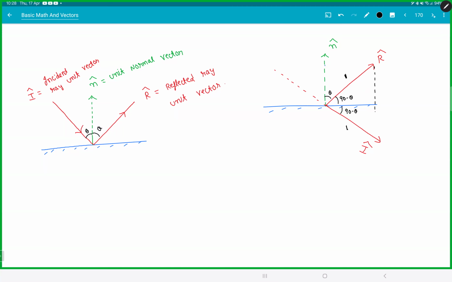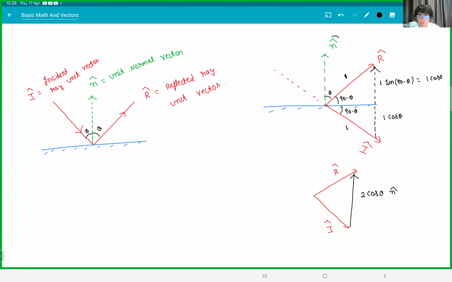That means from here to here, this will be an isosceles triangle. If that is 1, this side will be 1 sine 90 minus theta, which is the opposite side, which is 1 cos theta. And this will be 1 cos theta. So look at those vectors here. This is R cap. This is I cap. And we have this black line here. In this thing, the magnitude is 2 cos theta. Can you tell me which direction is this? The black line? N cap, right? Isn't this parallel to this vector? The black line and the green line are parallel. So the length of the black line is 2 cos theta and the direction is n cap.